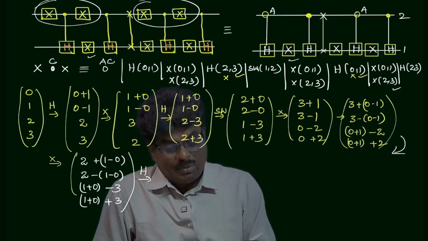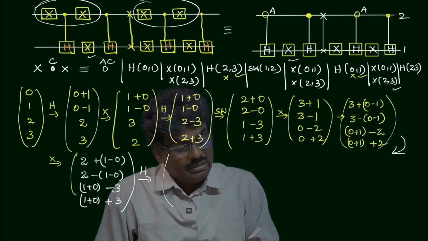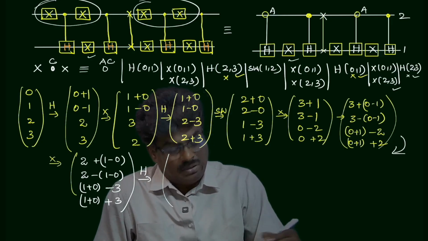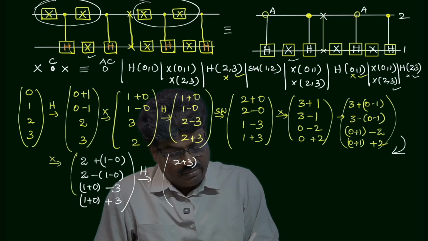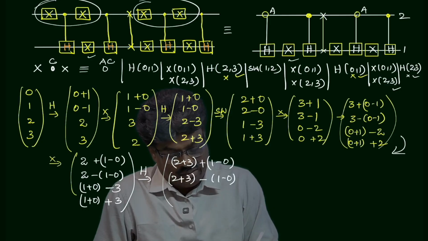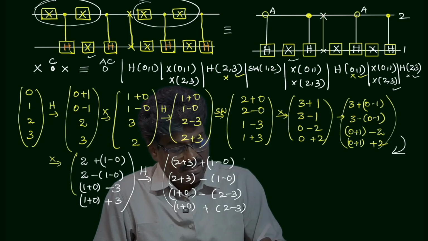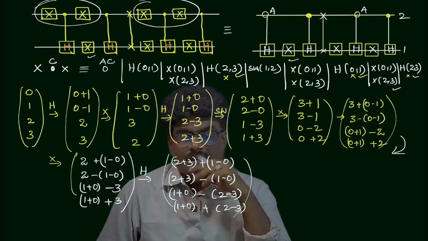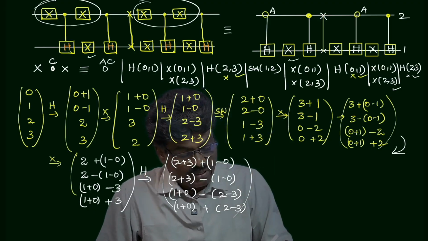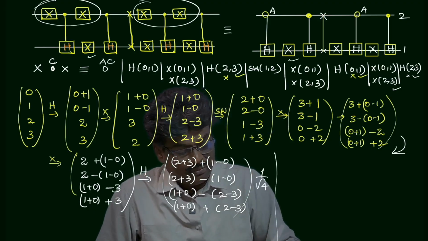And after that one more head mod is there, so that's why 2 is off, 3 is on, so 2 plus 3 plus 1 minus 0, 2 plus 3 minus 1 minus 0, 1 plus 0 minus 2 minus 3, 1 plus 0 plus 2 minus 3, because 3 is on state. So finally we got a 4, that's why the normalization constant is 1 by 4.